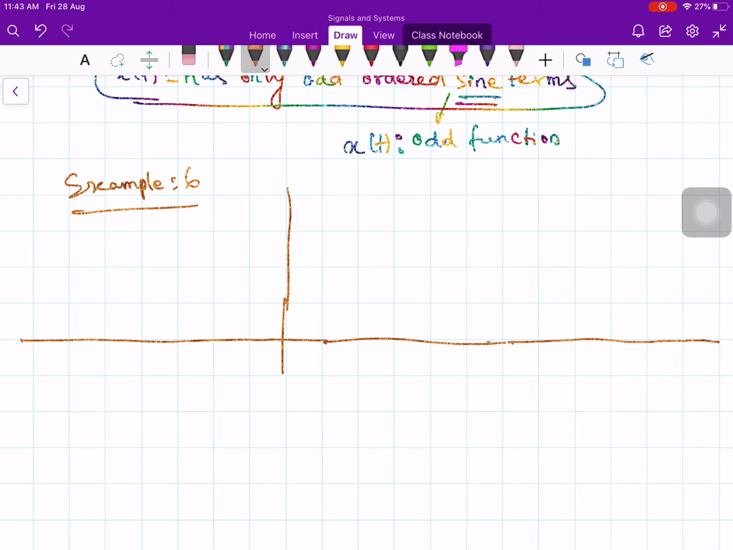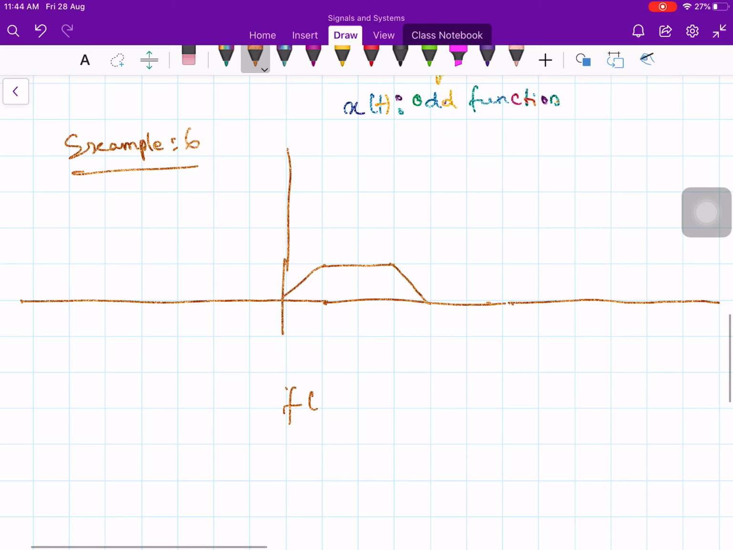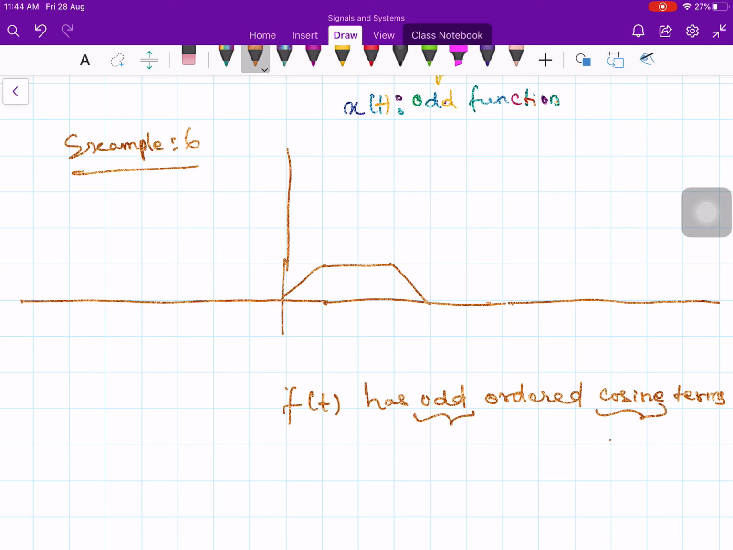You take the same waveform like this. Now the conditions are different. f of t has odd ordered cosine terms. When I say cosine terms, the function is even. Cosine means even function. Don't confuse this odd with the cosine. So it is an even function.